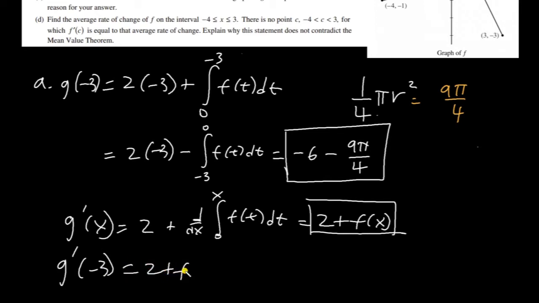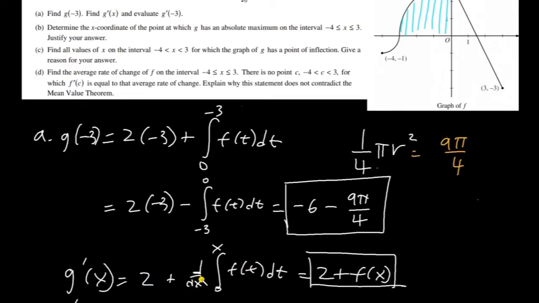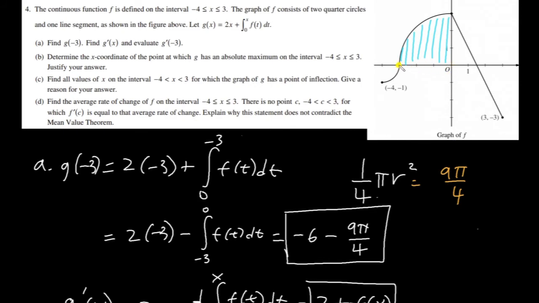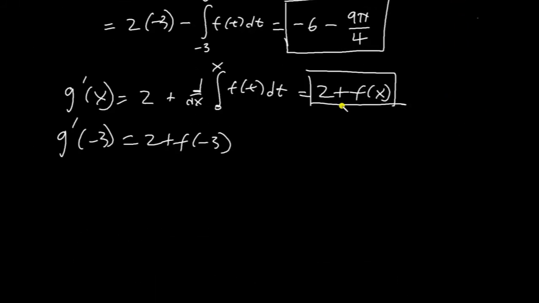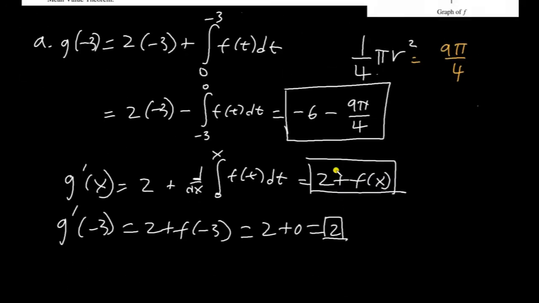2 plus f of -3. Well, let's go up here. What is f of -3? f of -3 is 0. So this is 2 plus 0, which is 2. Okay, that was the end of part A. You get 3 points, 1 point for each of the 3 answers.